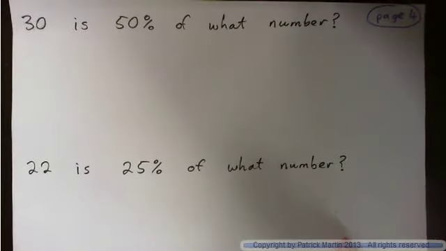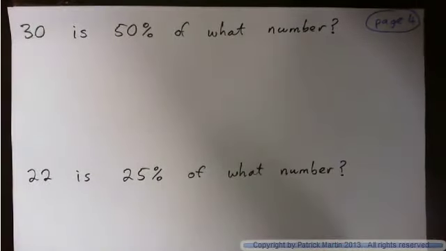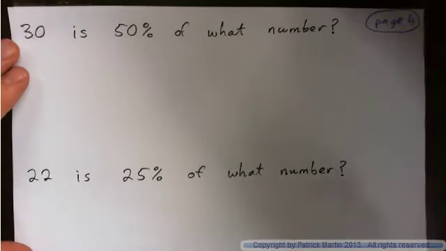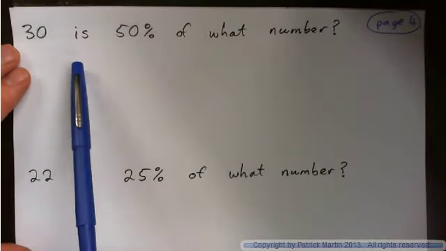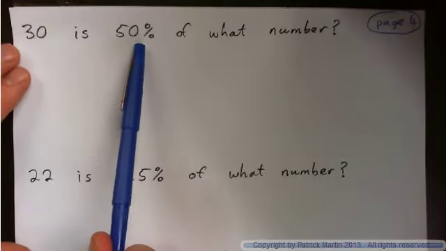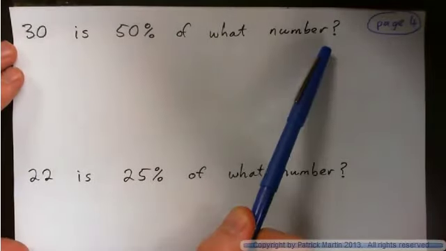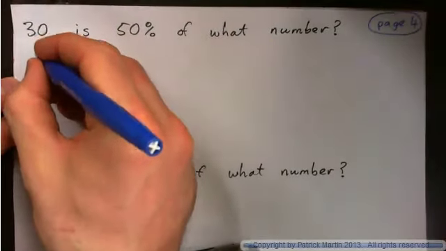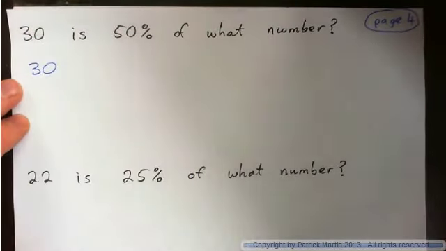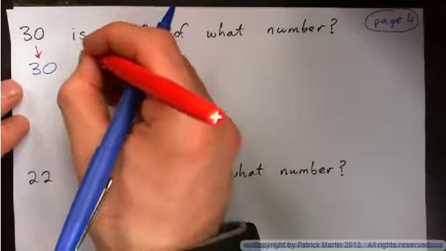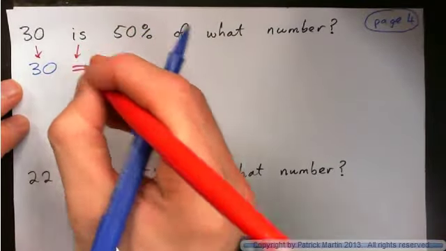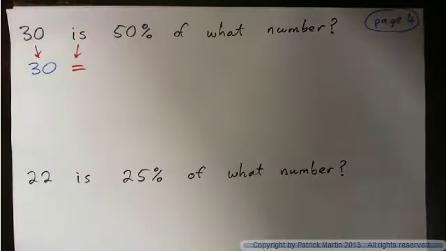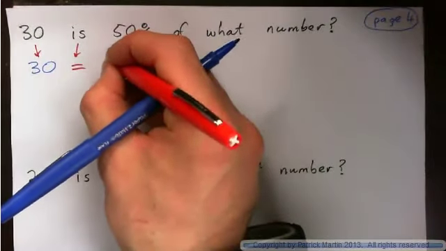Okay, page 4. A different type of question here. 30 is 50% of what number? See if you can actually turn this into an equation. Let me start you off. 30 can be written as 30, okay? Is becomes an equal sign. How do you think we're going to deal with 50%?